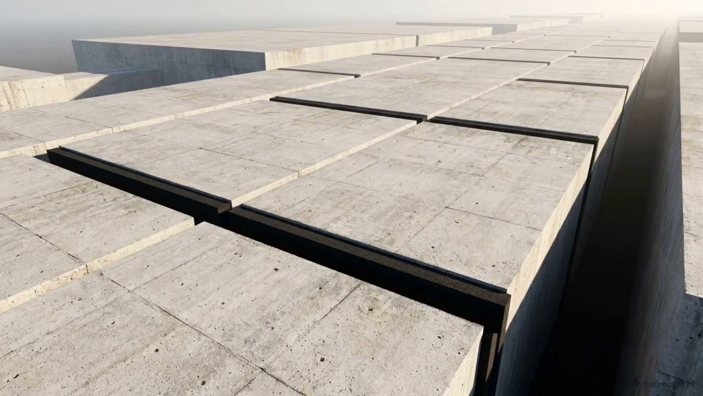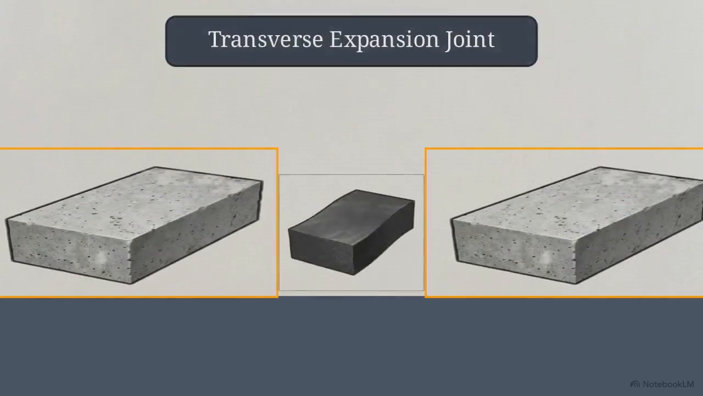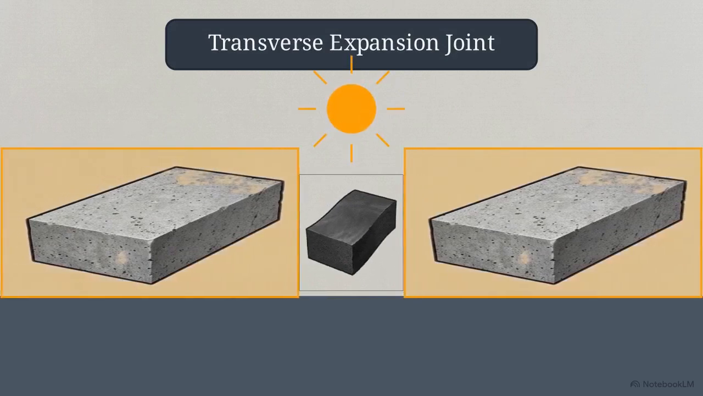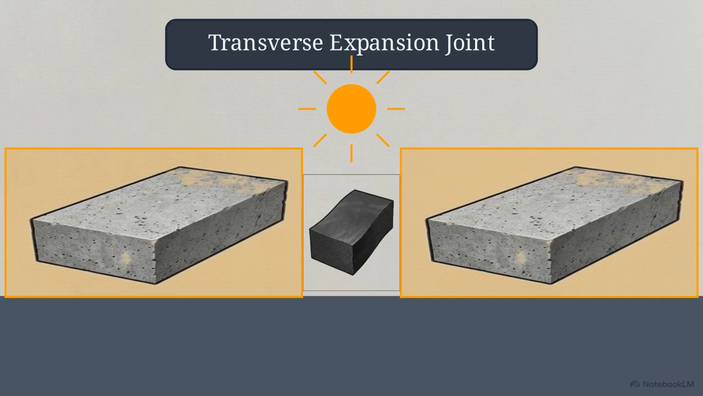We begin with transverse expansion joints. These are full-depth physical breaks running perpendicular to the flow of traffic, outfitted with a compressible joint filler. This cross-section shows the mechanical purpose of the expansion joint. During peak summer temperatures, the slabs absorb heat and expand horizontally. The gap gives them room to grow, preventing the slabs from colliding and blowing out upward under the pressure.